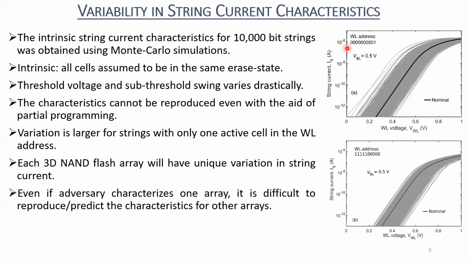And even if he applies this 00001 there, he won't get this distribution. So whatever machine learning modeling attack that he wants to perform using this as the training set won't work on the other kind of string. So that is the advantage of this.